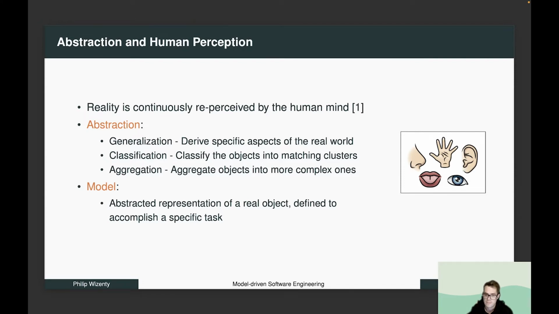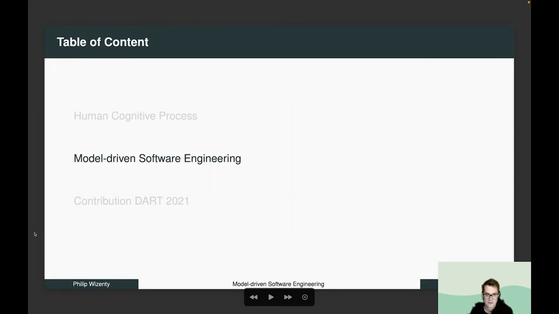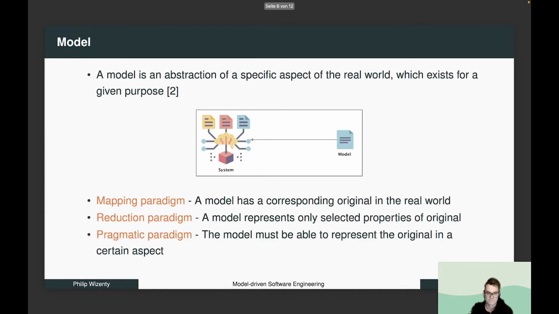After talking about how human perception works, let us link this information to the model-driven software engineering process. With the use of models, we want to use a similar mechanism of abstraction to reduce the complexity of the software system. For this purpose, we use models to have a specific abstracted representation of a real-world object defined to accomplish a specific task. Let's continue with the model-driven software engineering part of the presentation.